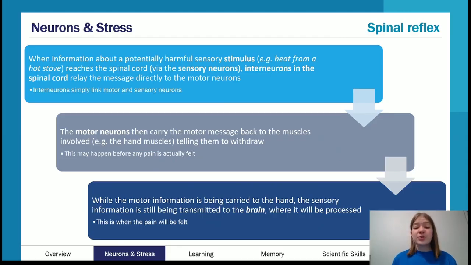While the motor information is being carried to the hands, the sensory information is still being sent to the brain, so along those afferent pathways in the spinal cord, where it will be processed. So that's going to include information that causes the pain response, which you can have a bit of that delayed reaction, because remember that the brain is not initiating this movement. So often in the higher mark spinal reflex question, there can be 1 mark for recognizing that although the brain doesn't make the decision here, information is still sent to the brain.